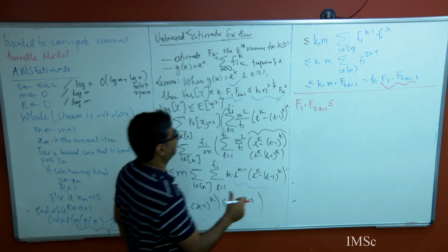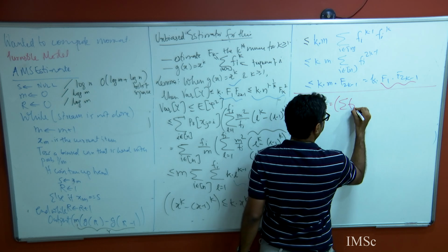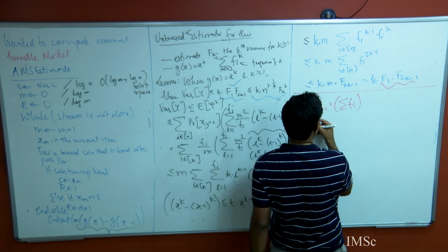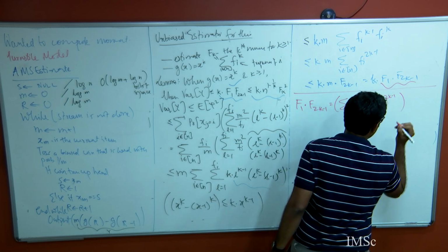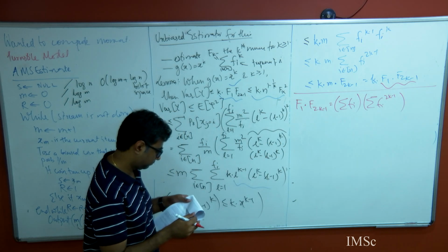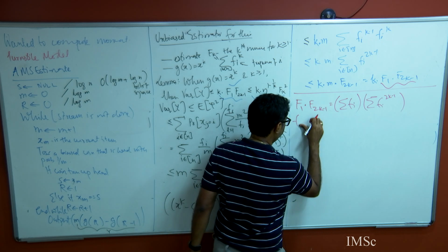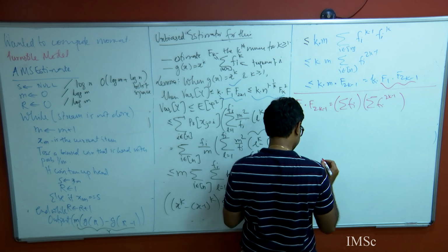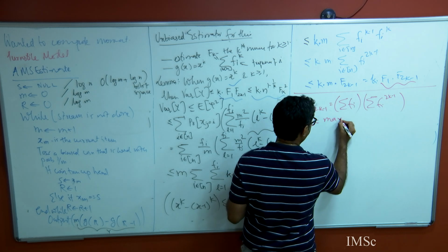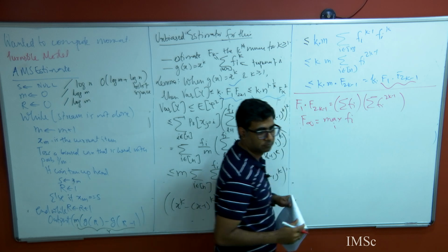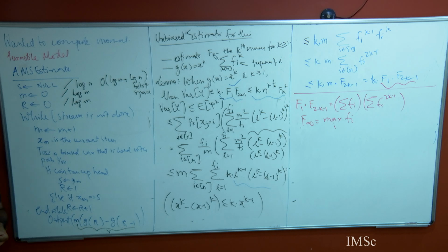What is this equal to? What is f1? It is equal to summation f_i, and this is equal to summation f_i^(2k minus 1), okay? So let's call f infinity equal to max over i of f_i. So f infinity is the max of all these f frequencies, okay?